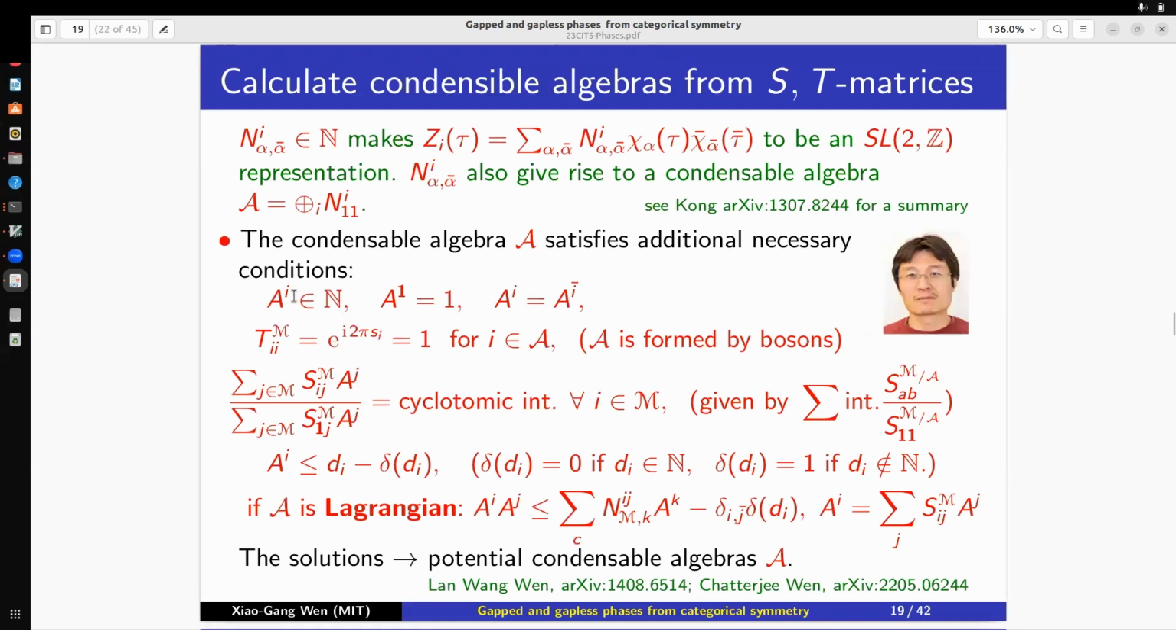But basically, I say that this condensed algebra, or basically this A_I, satisfies this condition: each A_I should be a non-negative integer, where the component is labeled by anyon type I, just a different anyon type. And A_1 equals 1, so the ground state should be equal to 1 for the trivial sector. And for the anyon and the conjugation of the anyon, these two A should be the same.